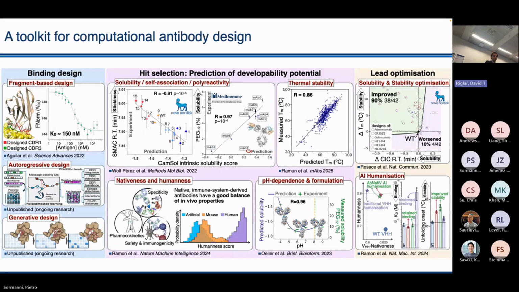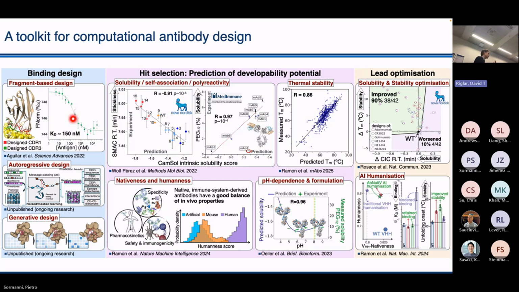So the way we are trying in our group to address the complexity of this problem is by developing what I call a toolkit for computational antibody design. In this blue shading, and I obviously will not go through all of this in detail, are our methods for binding design or antibody discovery. I've shown you these results before.